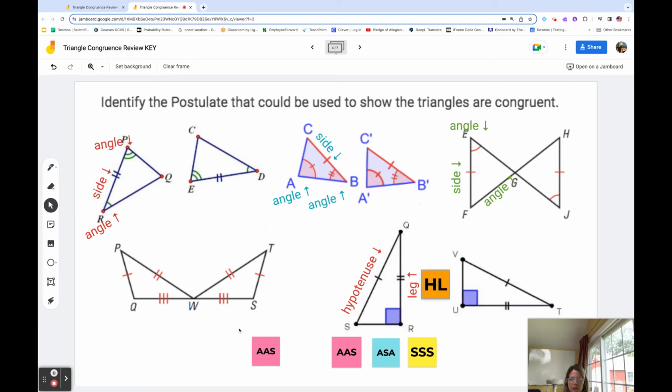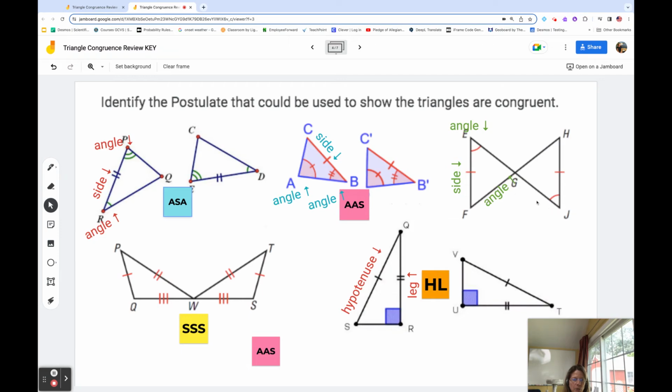Let's look over here. This one we've already talked about is definitely side, side, side. 3 sides of one triangle congruent to 3 sides of another. Now on this one, I'm looking at an angle, and then a side that follows, congruent to an angle, and a side that follows. So that one's going to be angle, angle, side. This one I have an angle, a side, and an angle. So this side is between the angles. I'm going to use ASA.